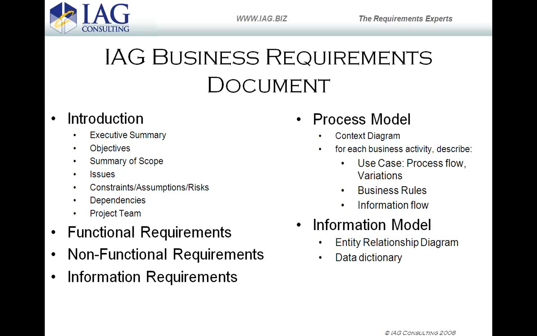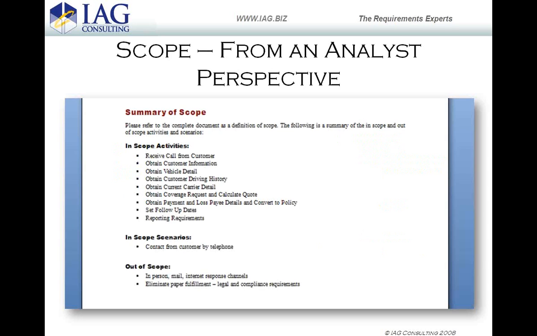It's a much thinner approach, but it's really focusing on how do I get at exactly the right information that I need to be able to control and manage and evolve this. So when we talk about scope, we talk about scope from an analyst perspective. What business processes are we really talking about? In this particular case, it's receive a call from a customer, obtain customer information, obtain vehicle detail, et cetera, and there are certain in-scope scenarios and certain out-of-scope scenarios. So what you're trying to do is layer out and say, what are the things that are in the boundaries of what we're now talking about?